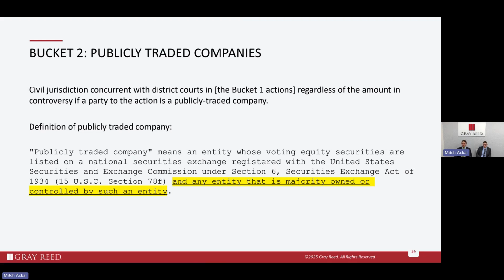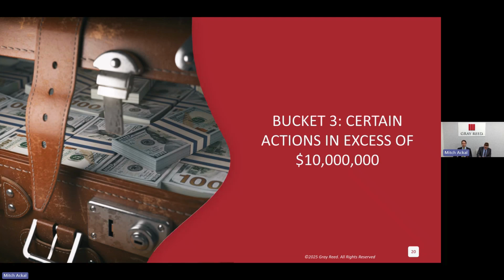So we may have a party in a lawsuit who maybe you peel back five or six layers of corporate ownership, and you find a publicly traded company that at the end of the day may control such an entity. We're not sure. There's no case law yet about how many layers of the onion you can peel back to get to that publicly traded company. But this will be an issue that you should keep on your radar screens when determining whether or not you have the ability to access the Texas Business Court.